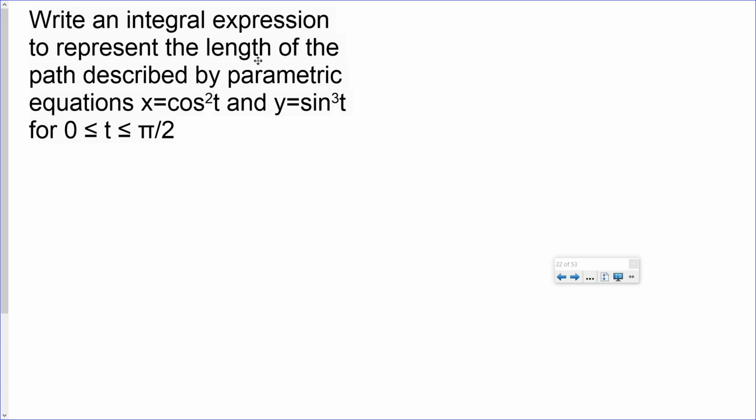We need an expression to represent the length of the path described by parametric equations. You've got an x equals, you've got a y equals. We want the time between 0 and pi over 2. Guys, this is really a formula quiz, all right? What is the length of a path?